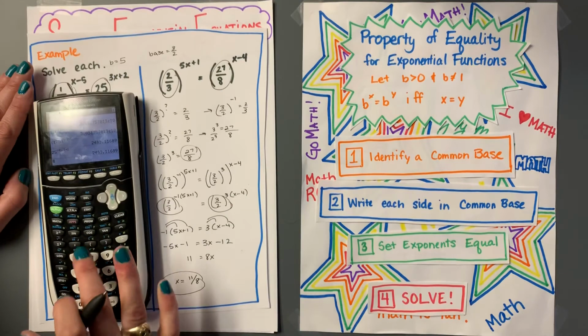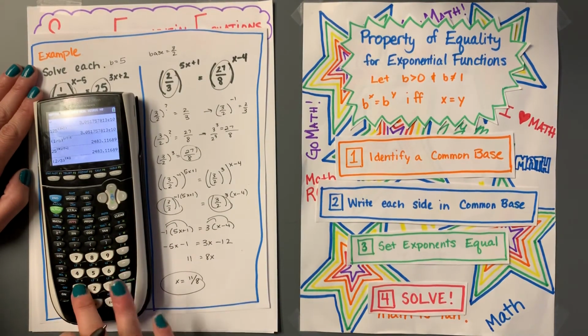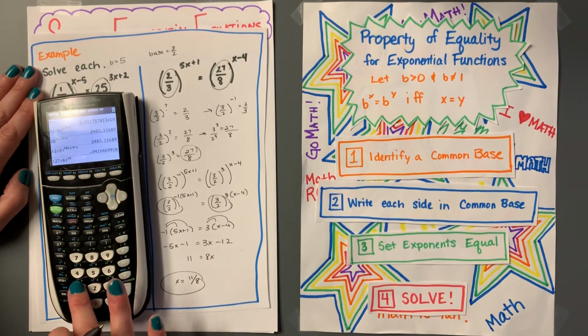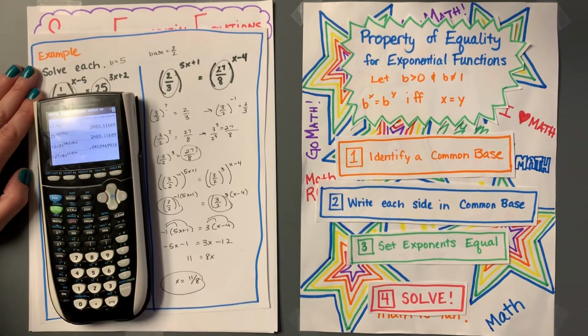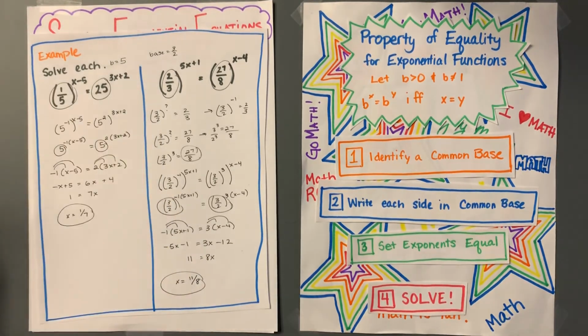And let's check that out. So I have (2/3) raised to the 5 times 11 over 8 plus 1, and (27/8) raised to the 11 over 8 minus 4. And they both give me 0.0410. So again, this works.